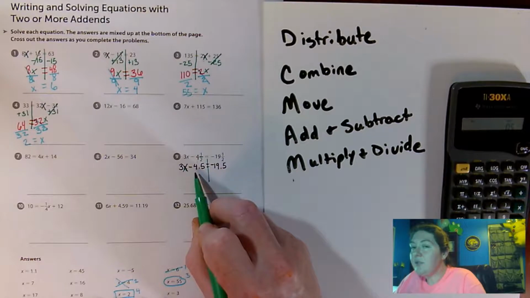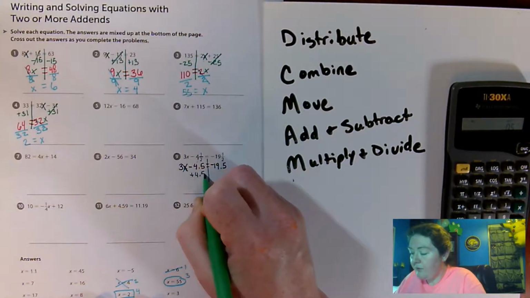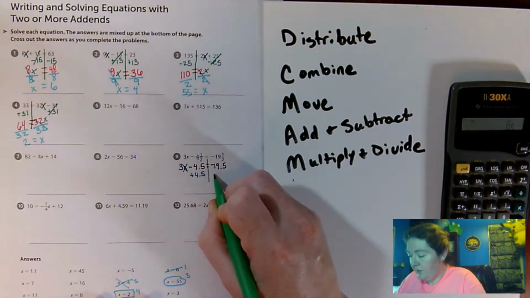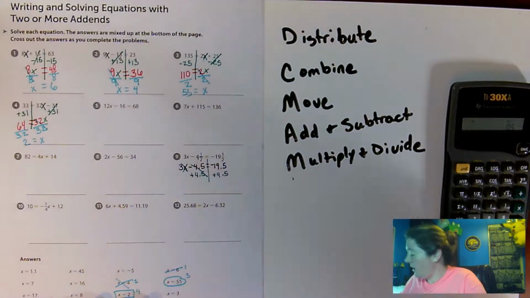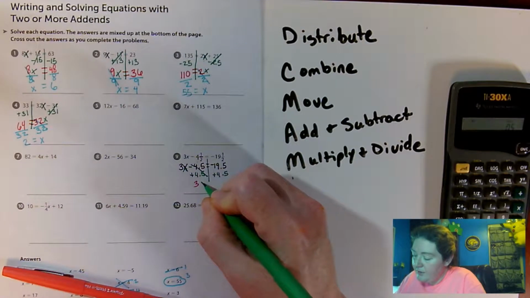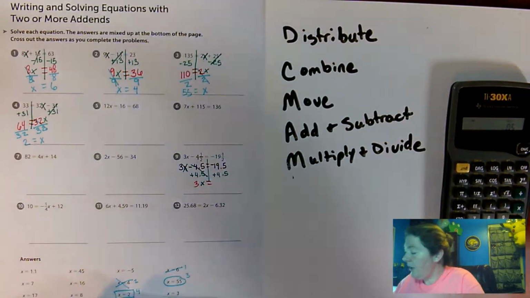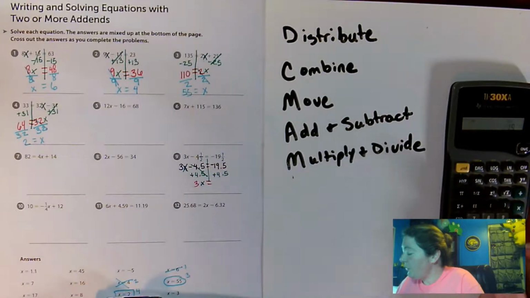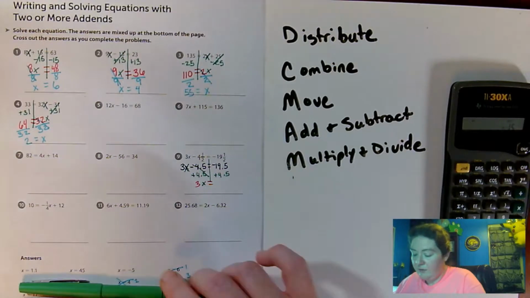How do I get rid of minus 4.5? Plus 4.5. What I do to one side, I do to the other. My 4.5s cancel. I'm left with 3x equals, and in my calculator, I'm going to say 19.5 negative plus 4.5. That gives me 15.